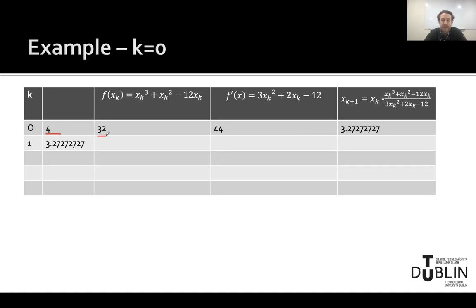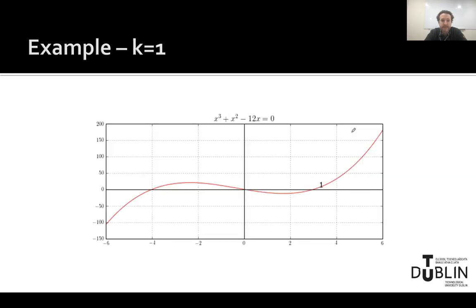The f of that is 32. The derivative is 44. So to get the new root, it is 4 minus 32 divided by 44, which gives us 3.27. And then we do it again.